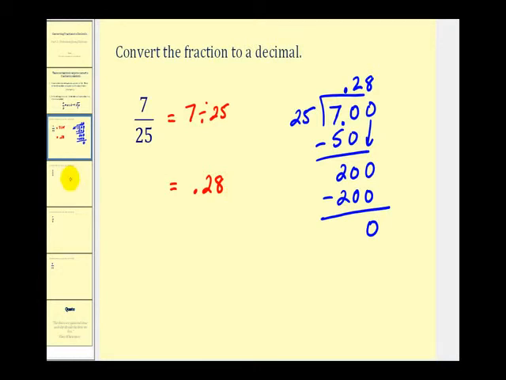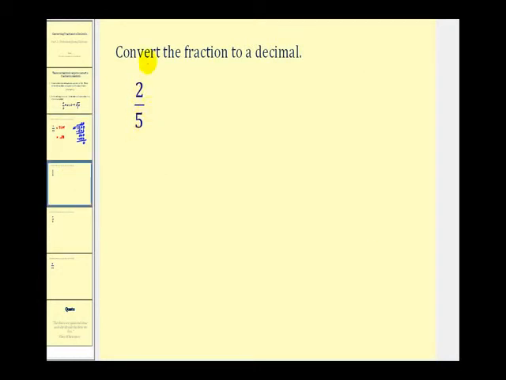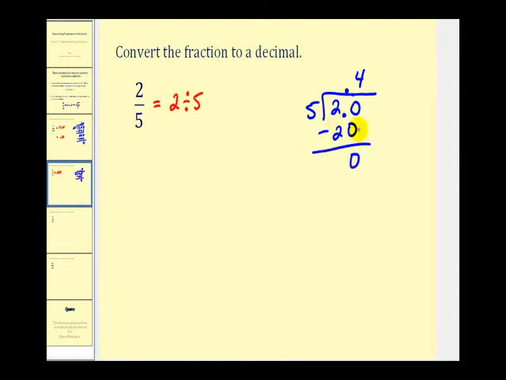Let's go ahead and try another. Here we have 2 over 5, which means 2 divided by 5. So to perform long division, we'll have 2 divided by 5. Again, there aren't any 5s in 2, so we'll add a decimal point, move it up, and start adding zeros. And now we can ask how many 5s are there in 20. There are 4 5s in 20. Notice the difference is 0, so we're done, and this tells us that 2/5 is equivalent to 0.4 or 4/10.